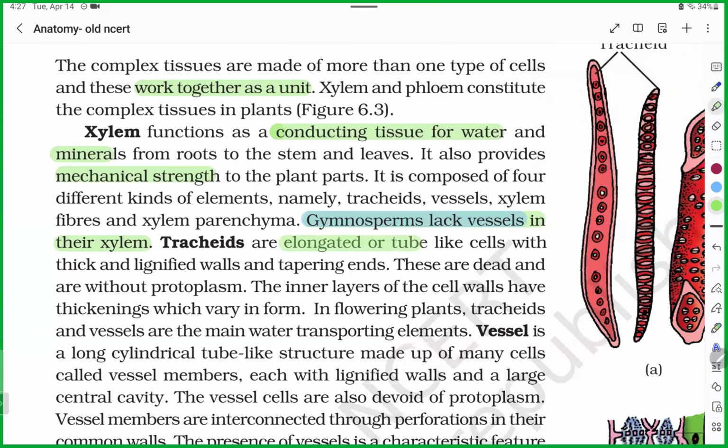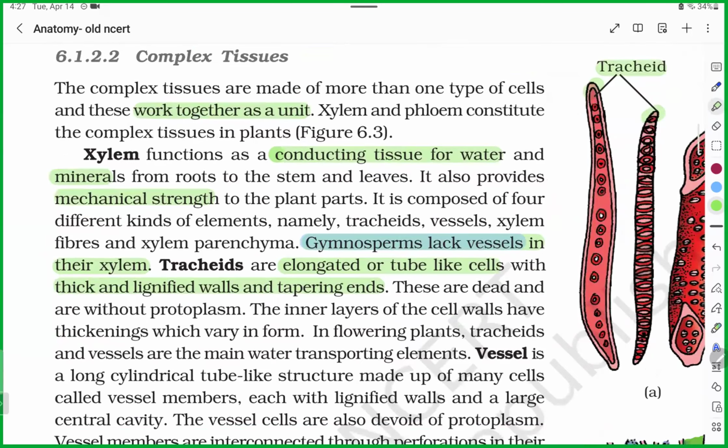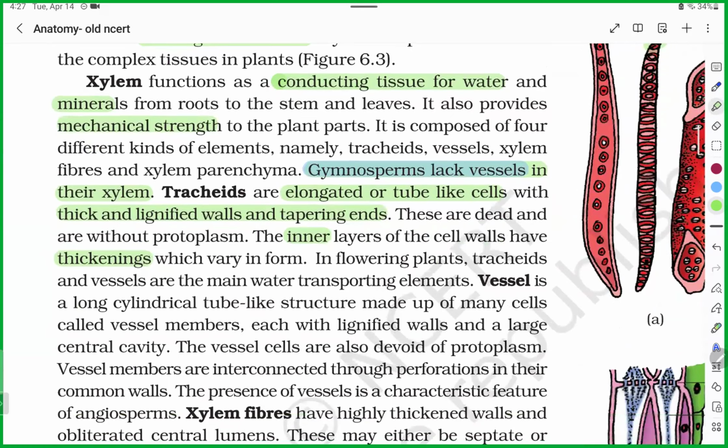Trachea is an elongated tube-like structure, have thick lignified cell wall and tapering end, as you can see. Lignified wall means dead cell, correct? Dead cell. Inner layer of cell wall have thickening. In flowering plant, trachea and vessel are the two important things for the water transportation.